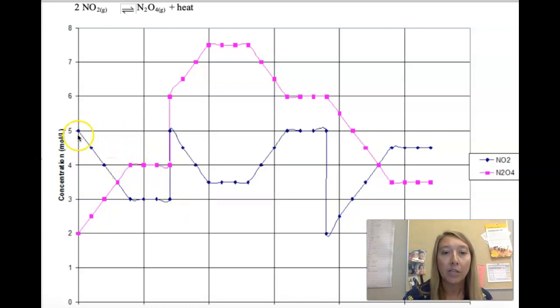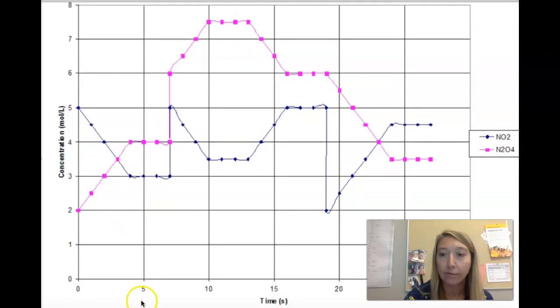In this particular example, you can see we started with 2 moles per liter and 5 moles per liter. Right here, at about 4 seconds, we reached equilibrium. We know we reached equilibrium because our lines become flat. That's what's defined as equilibrium, right? Things are going to stop changing. Once we reach here, though, something happened. And I know something happened because it didn't stay flat anymore. We disturbed equilibrium.